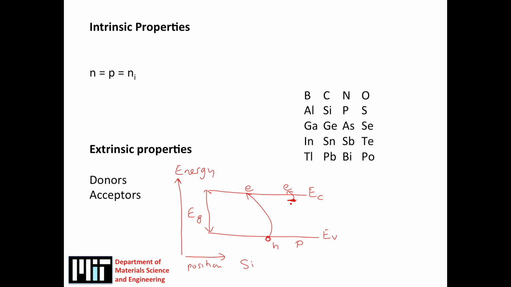So when we represent donors and acceptors in these band diagrams, we can have a donor level here, and we could have an acceptor level there. Of course, these will be in different places because the donor and the acceptor atoms are going to be in different positions inside the material.